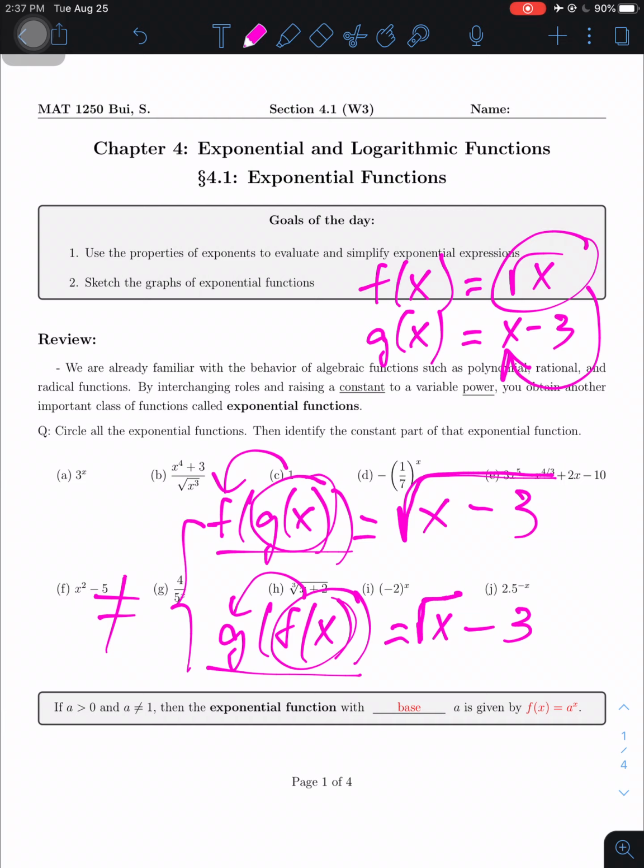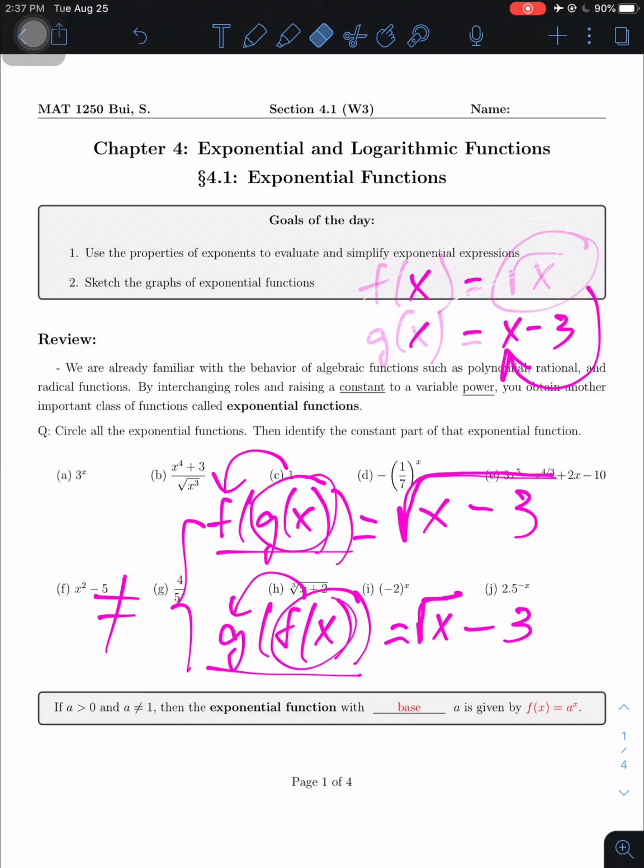So if I ever ask you something like, is f of g of x the same thing as g of f of x in a test, for example, make sure you say no, okay? Because they're not the same thing. Even though they look similar to each other, they're not the same thing at all, okay?